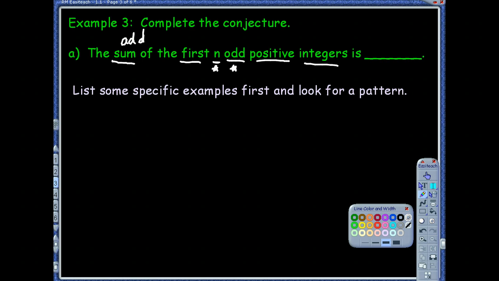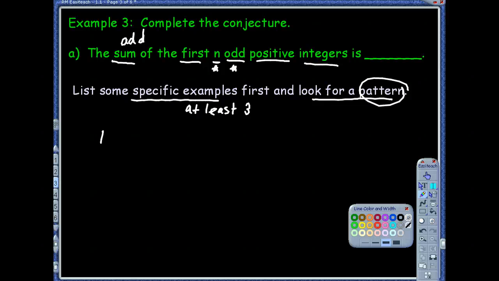All right, so we're going to list some specific examples first and look for the pattern. Often what I do is I try to list at least 3 examples. That way I can work with it a little bit more. If you need more, then list as many as you need until you find a pattern. Again, that's the key there. So if I'm adding just 1, because 1 is an odd number too. So 1 odd positive integer. The first one is just 1. So that sum is just 1 because it's really itself.